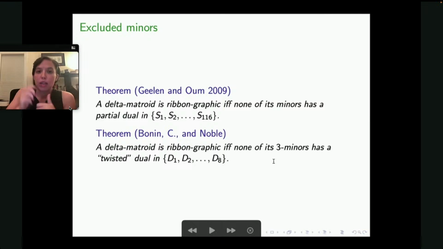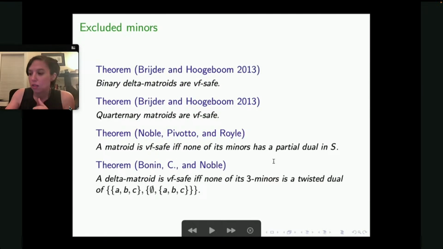But it turns out that if you consider these 3 minors, then the list is actually only 8. There's 8 families of excluded minors for ribbon graphic delta matroids. And this is my last slide. I try to get through it quickly.